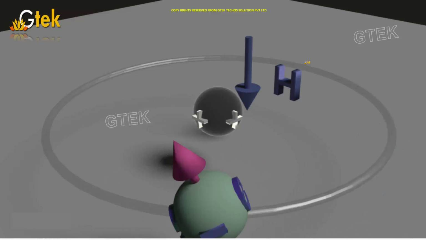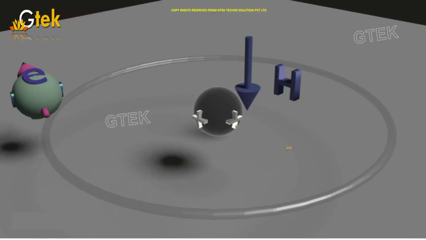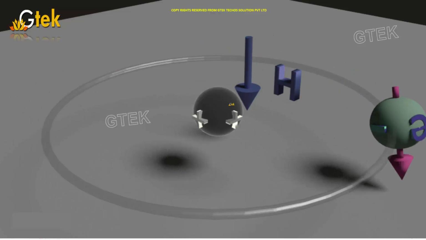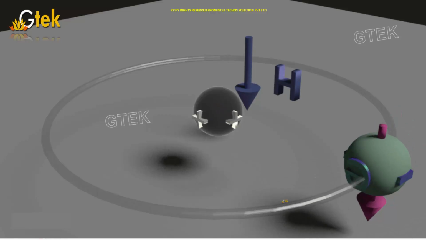So I am trying to show a typical example of how the electrons are revolving in the hydrogen atom. It has a nucleus with the electron revolving around it.